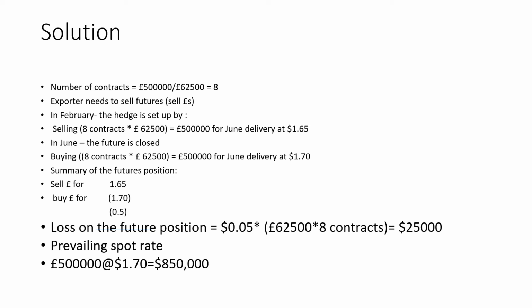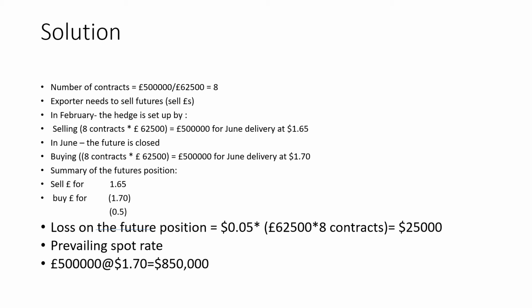So the exporter needs to sell futures in February. The hedge is set up by selling 8 contracts multiplied by 62,500, which is equal to 5 lakh, for June delivery at 1.65. In June the future is closed, so we buy 8 contracts of 62,500, that is 5 lakh, for June delivery at 1.70.